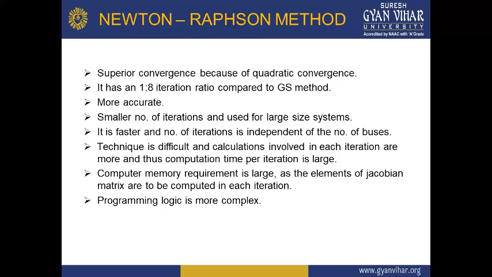Now there is another advantage of the Newton-Raphson method: a small number of iterations is used for large size systems. As we know, we have power system networks of very large size. In those large systems, if we use the Gauss-Seidel method for the load flow analysis, it will be very complex and will not give more accurate results, and a large number of iterations will be used. But in comparison, a smaller number of iterations is used in the Newton-Raphson method. It is faster, and the number of iterations is independent of the number of buses.